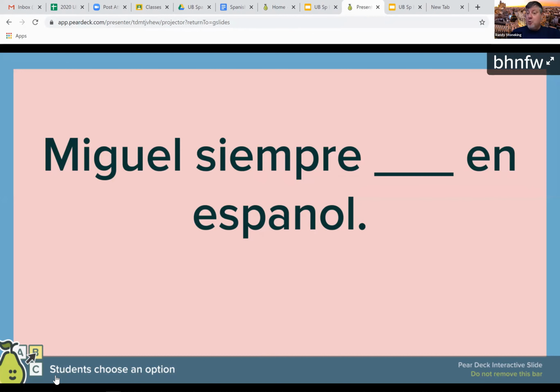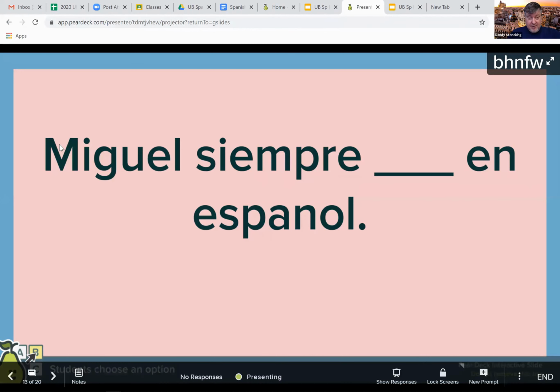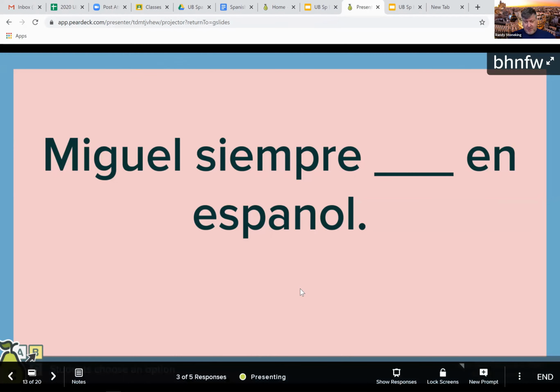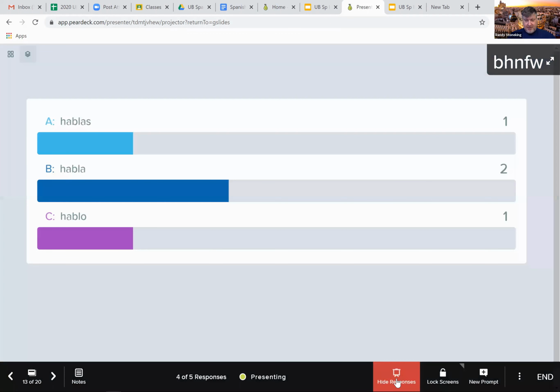You have to think about who your subject is. In this case, it's Miguel. Think about where he would fit on the chart, which ending would match. Which ending would we use? All right, let's take a look at how we're doing here. Miguel siempre, yep, we're a little spread out there.